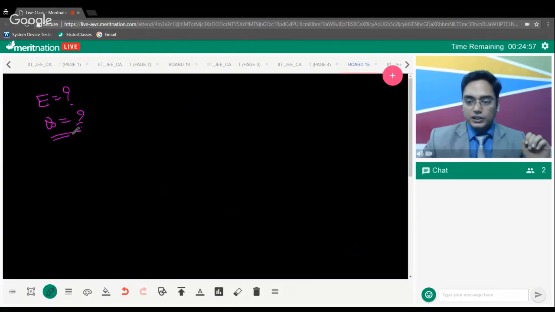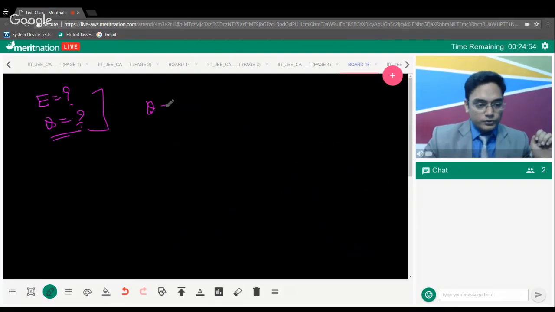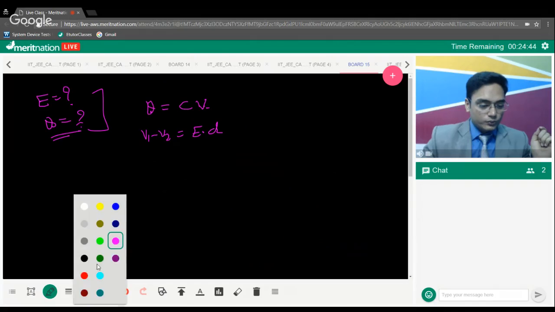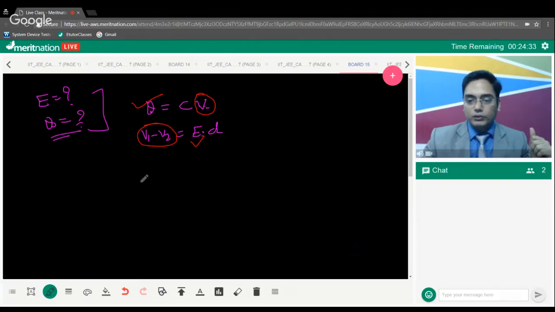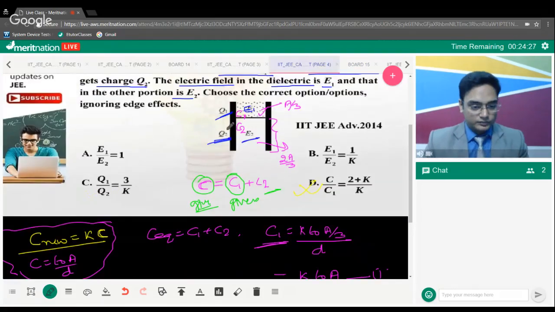How to obtain these relations? Q is equal to CV, the standard formula. And for electric field, V1 minus V2 is equal to E dot D. So if we are able to calculate V, then we'll be able to calculate Q as well as E. Let's see how to obtain V in this circuit.